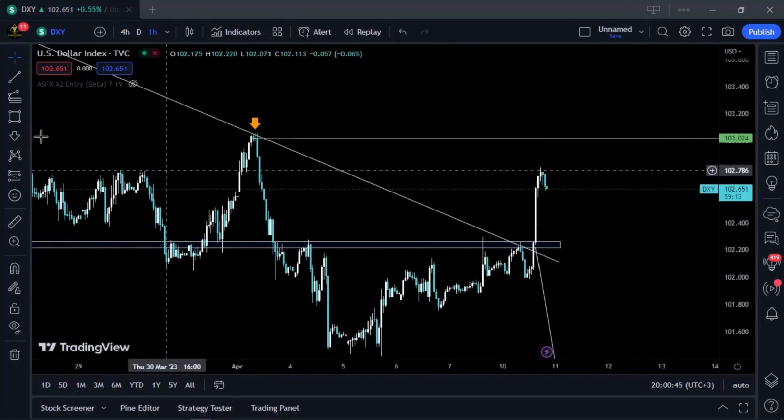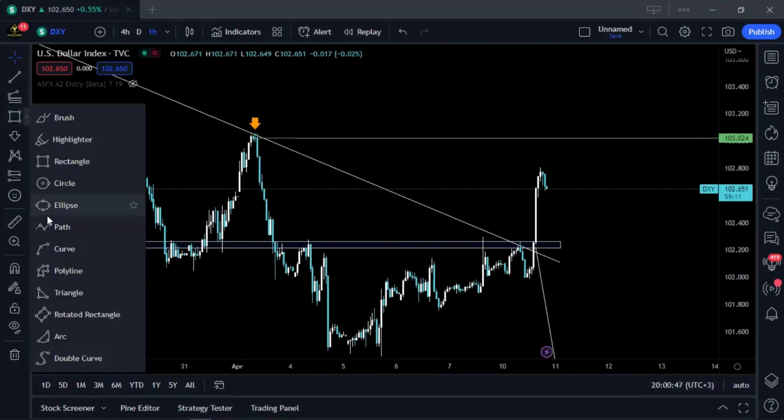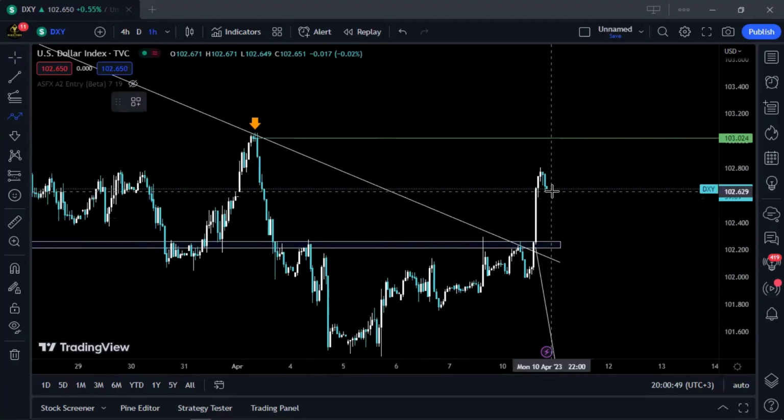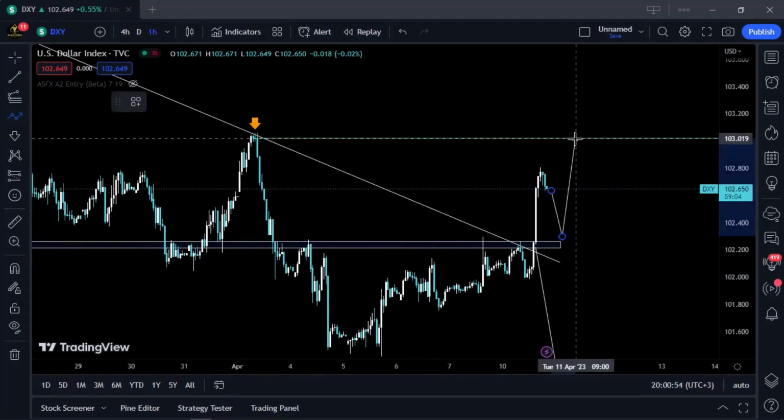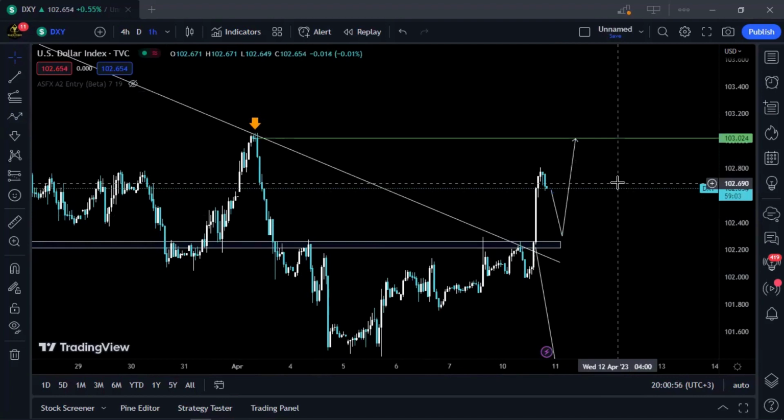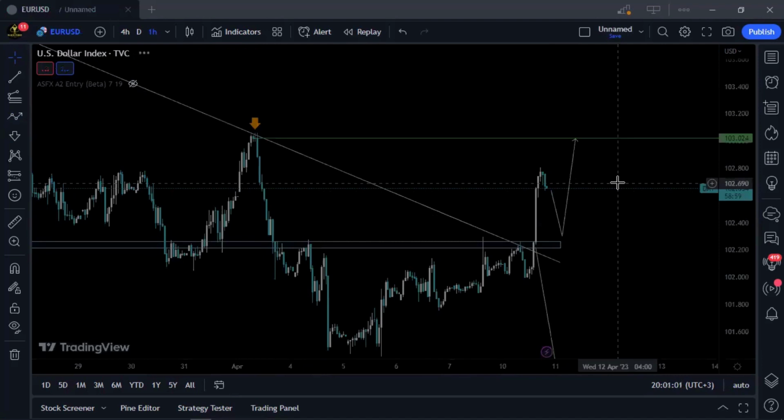Now, the move that I'm expecting to see here is for prices to actually come back down here before finishing this move. This is the move that I'm anticipating. So let's take a look at the other pairs.